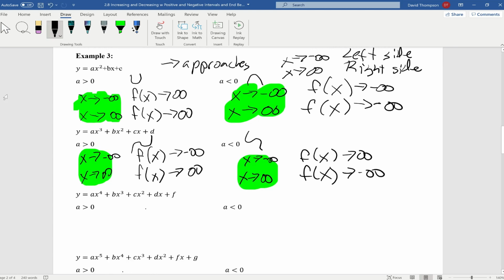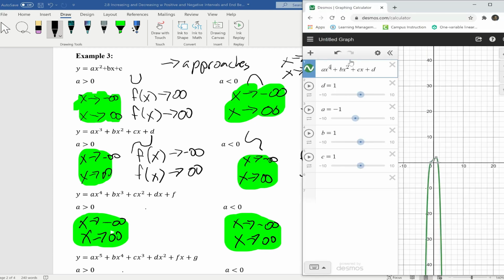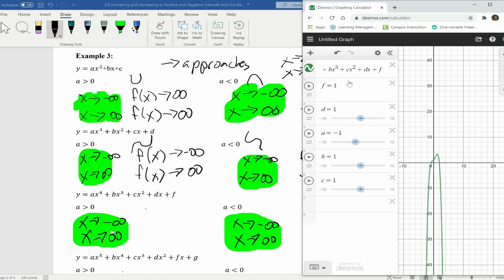Okay, let's set up our next one. So we know we're going to have those general statements. Let's write this first. x approaches negative infinity, x approaches positive infinity, x approaches negative infinity, x approaches positive infinity. So let's now change it to a fourth power polynomial and see what happens. So we're going to change this 3 to a 4, this 2 to a 3, make this a second power, make this a dx, and we'll say plus f. So again, all we care about is this a slider.